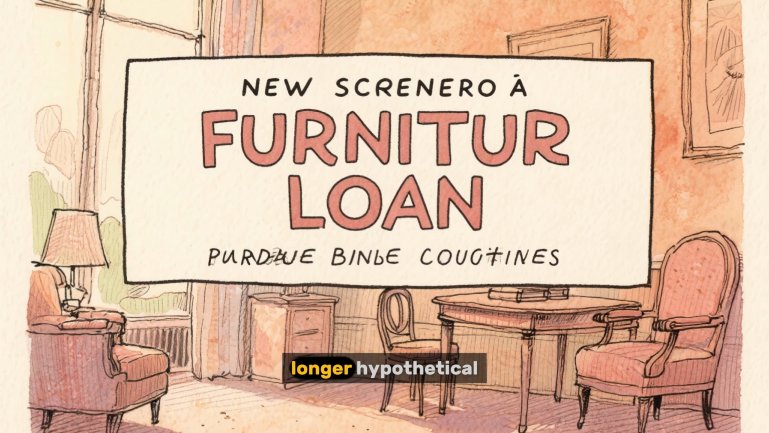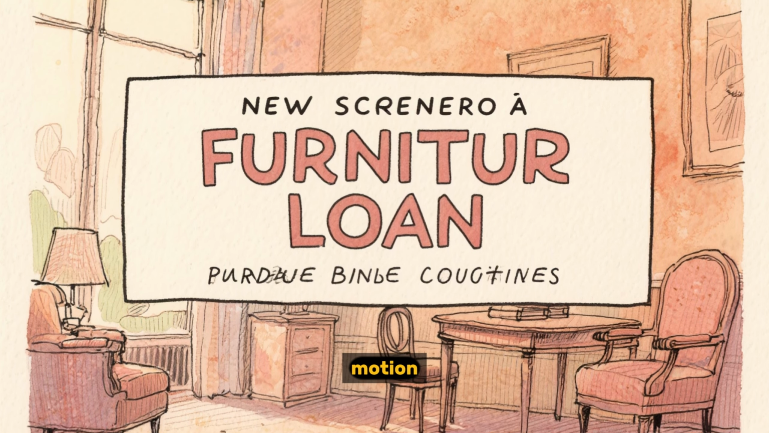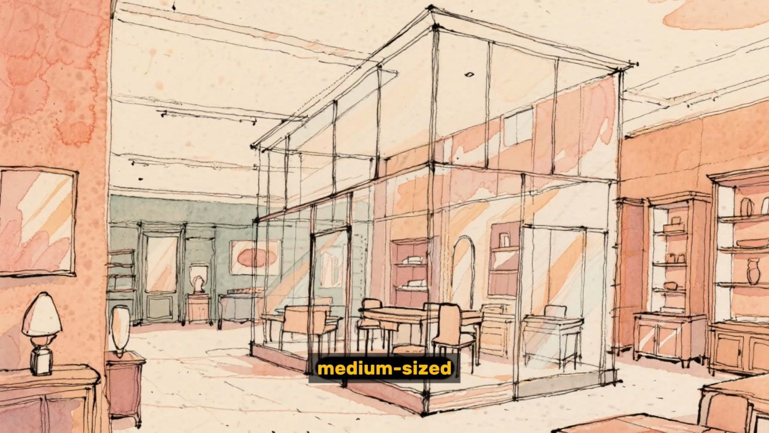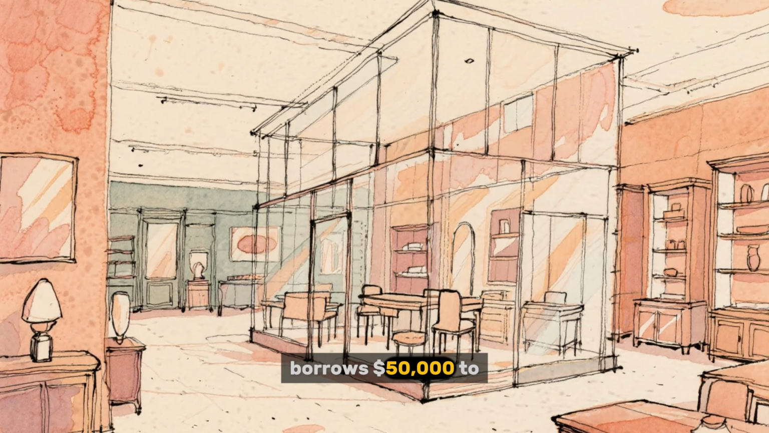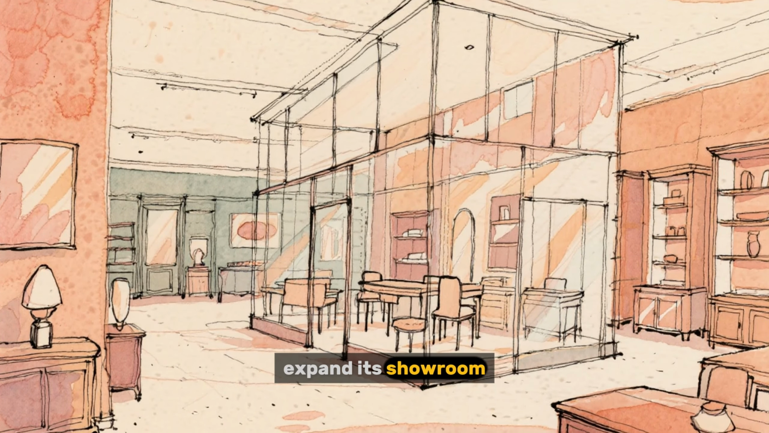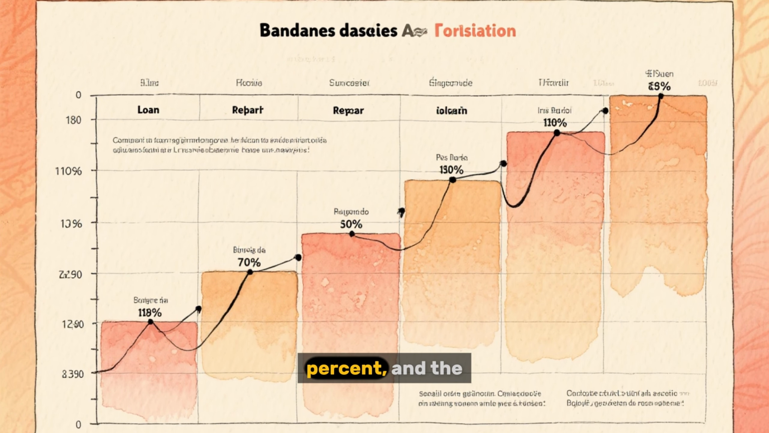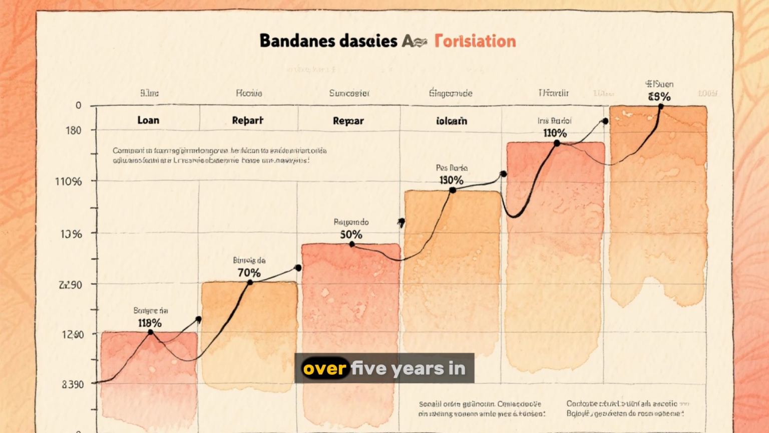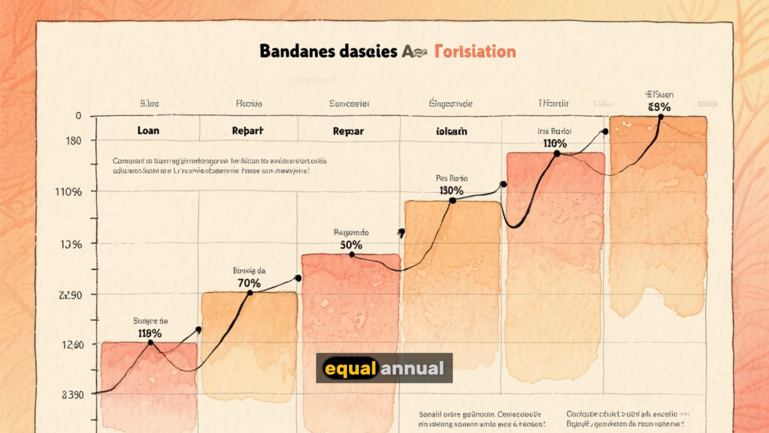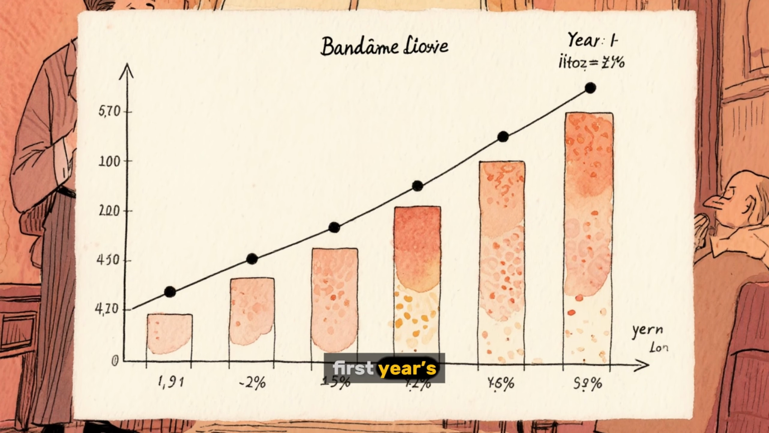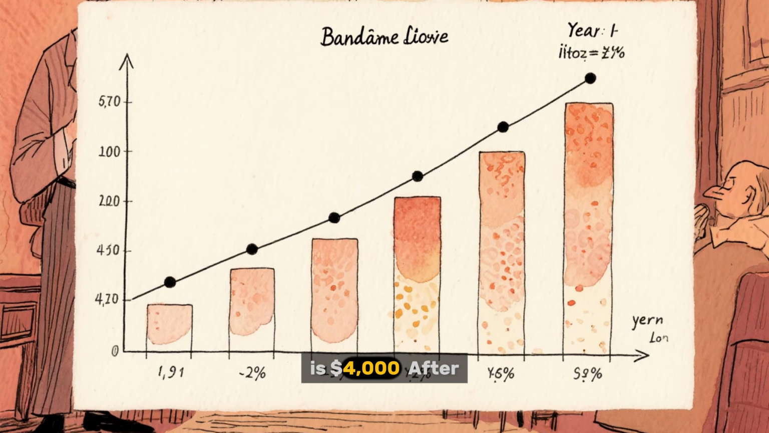Let's look at a longer hypothetical scenario to see this method in motion. Imagine a medium-sized furniture business borrows $50,000 to expand its showroom. The nominal annual interest rate is 8%, and the loan will be repaid over 5 years in equal annual installments. At 8%, the first year's interest on $50,000 is $4,000.